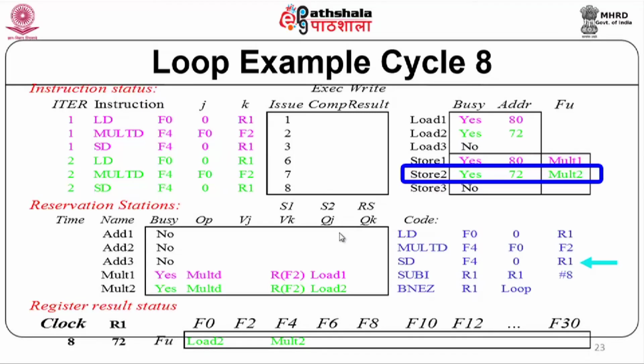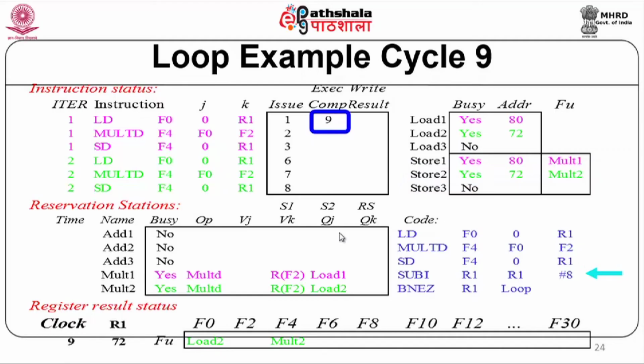And the result of the mult instruction, the mul2 instruction of the second iteration, is to write into your store buffer. That indication is given there, indicating that mul2 is to write into this store 2 reservation station entry. And if you look at the register result status, you know that F0 has to be written by load 2, and similarly F4 is to be written by your mul2 instruction, because it is the second iteration of your loop.